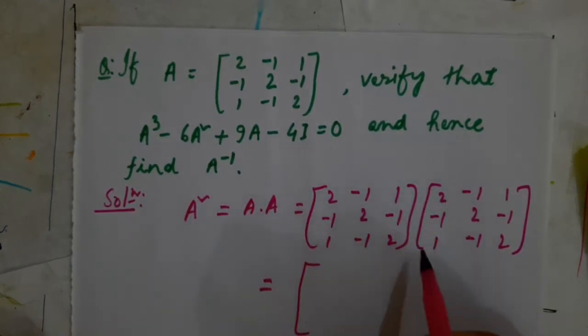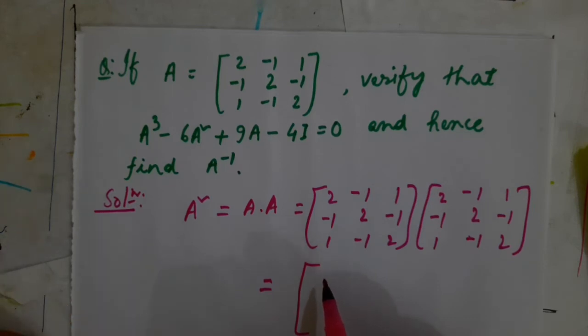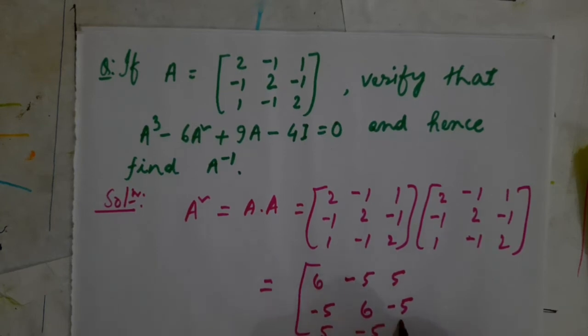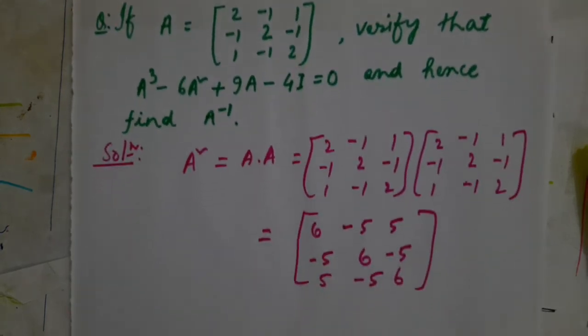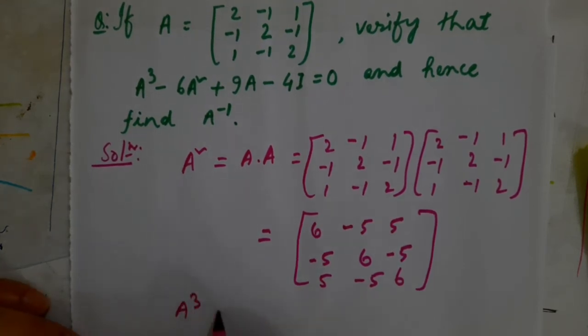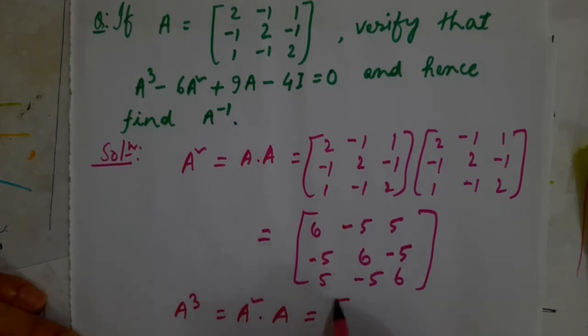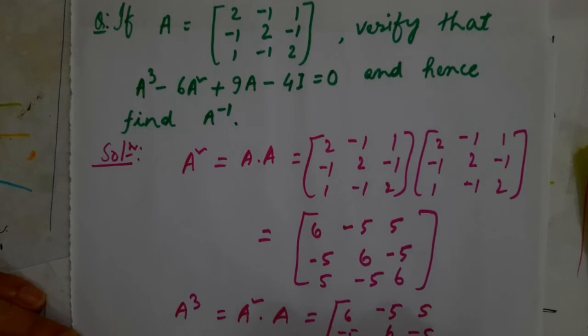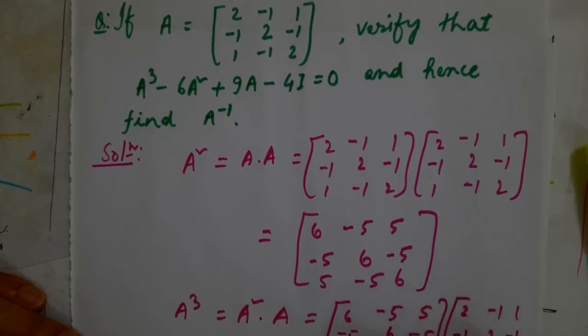What is the value of this, multiply this one. 6 minus 5 5, minus 5 6 minus 5, 5 minus 5 6 is the value of A square. Now we'll find value of A cube, that is A square into A. A square we already got, 6 minus 5 5, minus 5 6 minus 5, 5 minus 5 6, into A, 2 minus 1 1, minus 1 2 minus 1, 1 minus 1 2.